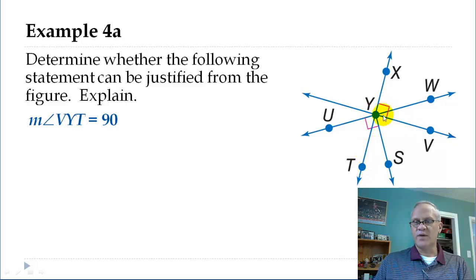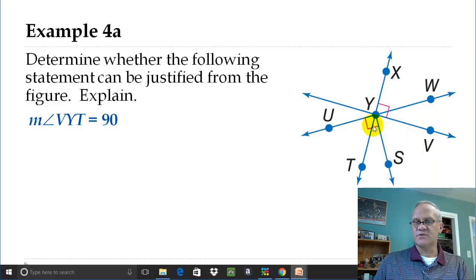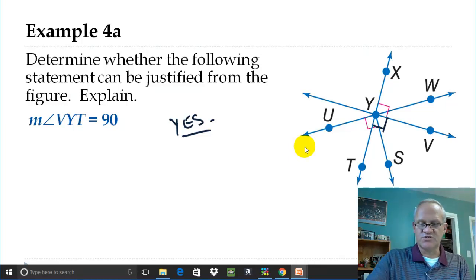It doesn't have a little box in there, but if you notice, you can assume that XYT is a straight line, and guess what? XYV is 90 degrees, so therefore what? VYT has to be 90 as well. Remember, if you have two lines that cross and one of them is 90, then they all have to be 90. So this would have to be 90. So yes, we would be able to justify that. I'm not going to write down the explanation, but you just heard it.